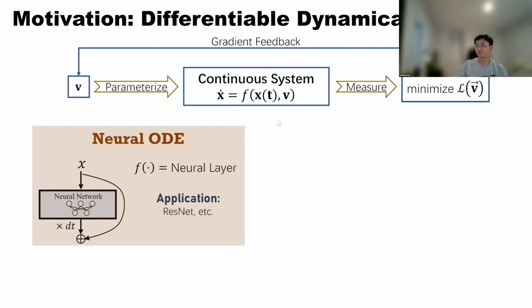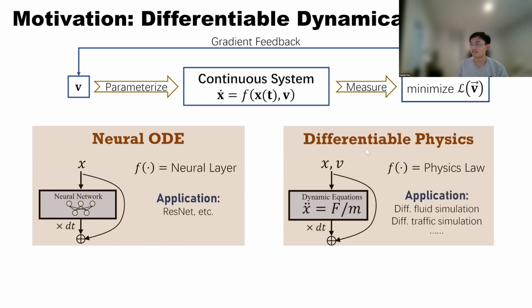There are several successes provided by this framework, like in neural ODE, where the continuous system is basically a neural layer F describing the nature of the ODE. And this framework can be applied to reason about ResNets and several other structures. Another success example is differentiable physics, where you have F modeling the physics laws, and the application can be used for differentiable fluid simulation and traffic simulation. And using this way of optimizing several parameters, you can optimize for real world applications.